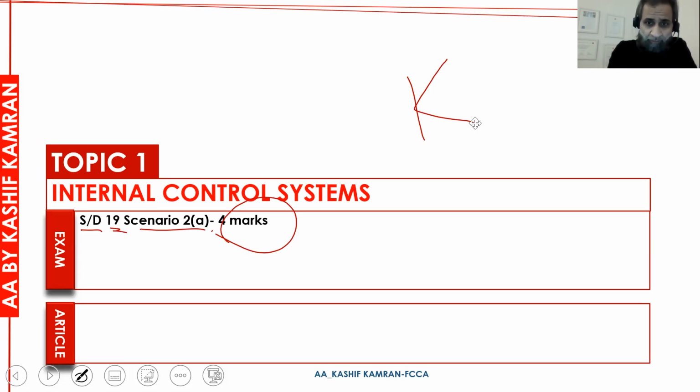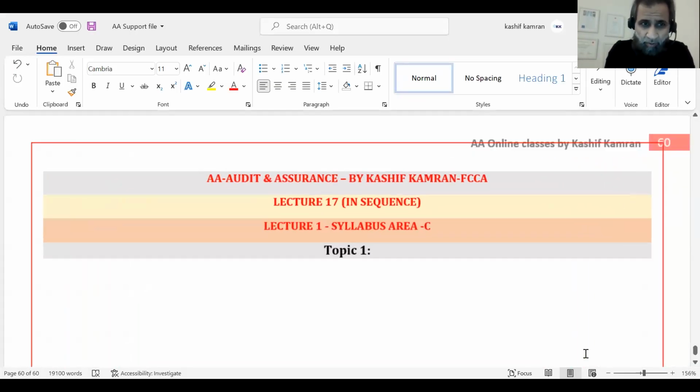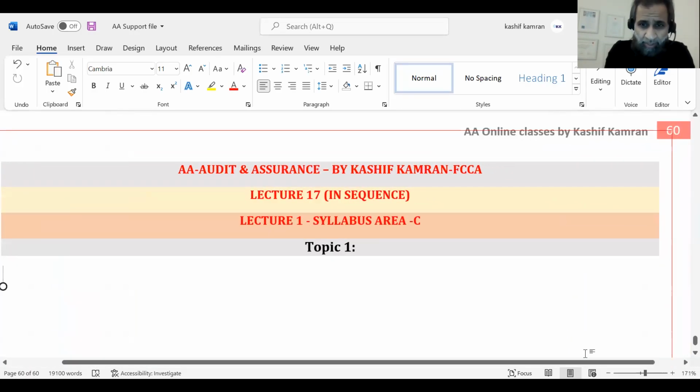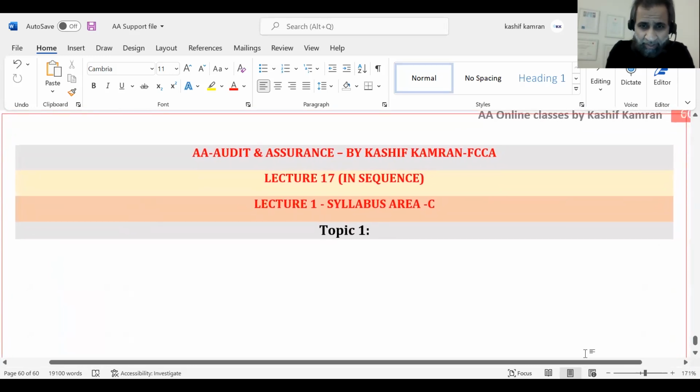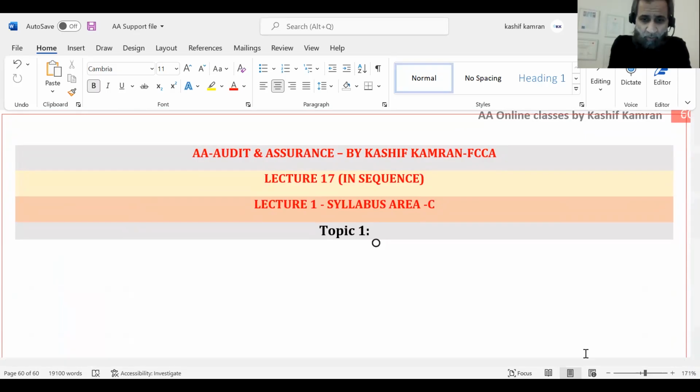Let me take on my Word file for the start of this topic, topic 1. I hope you can see the Word file on your screen now, which is for lecture 17 in sequence and lecture 1 for syllabus area C, which is where we are discussing topic 1 today. And topic 1 is internal control system.